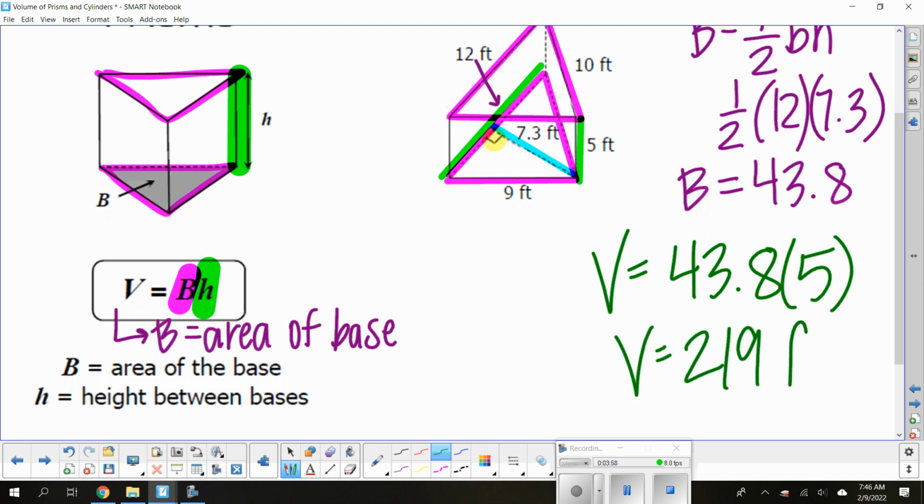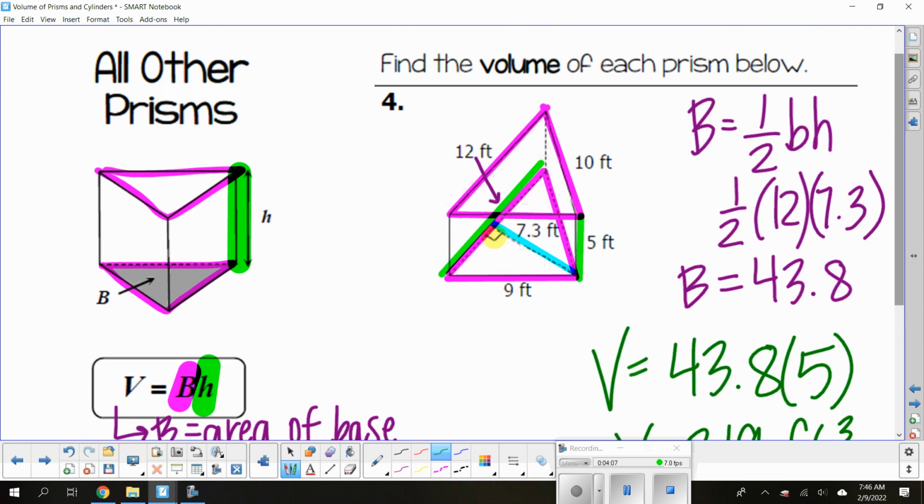And again, my units are now cubed. Because I'm multiplying three dimensions together. And I say where? Well, I multiply by a height, and then up top I multiply by base and height.